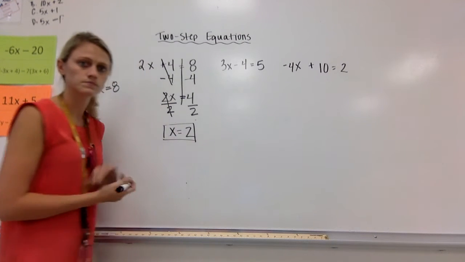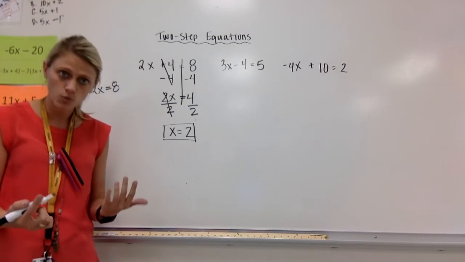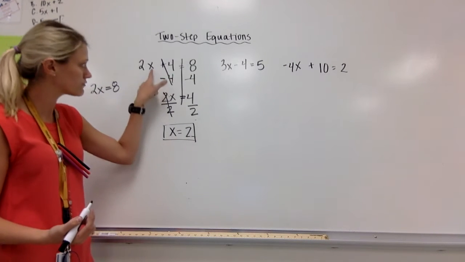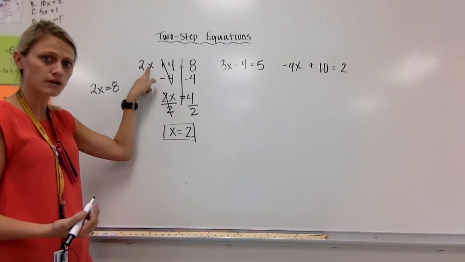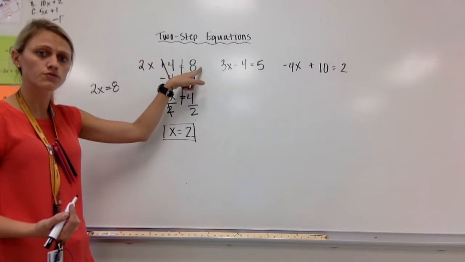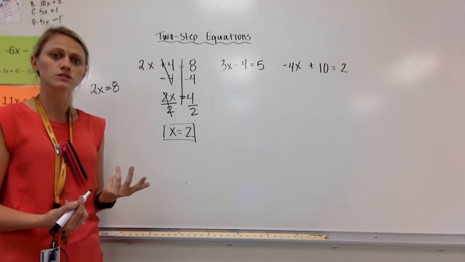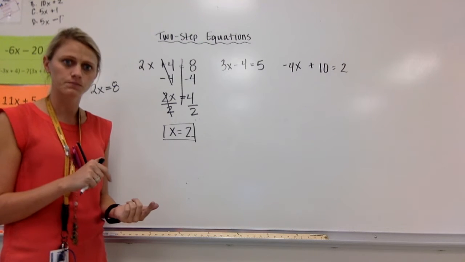Now I'm done. Okay, if you want to check this, you can plug it in for x. 2 times 2, if I plug my 2 in for x, 2 times 2 is 4, plus another 4 is 8. So my answer is correct. All you've got to do is plug that x back in.